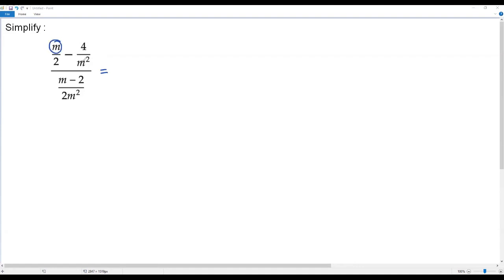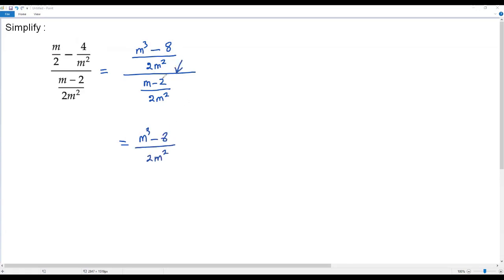Now let me multiply this m by this m square. Then I'm getting m to the third power minus. When I multiply this 4 by 2, I'm getting 8 over. When I multiply the two denominators, I'm getting 2 times m square over m minus 2 over 2m square. In my next step, I'm writing the fraction in the numerator as it is. It is m to the third power minus 8 over 2 times m square.